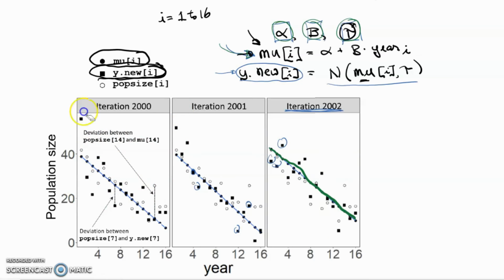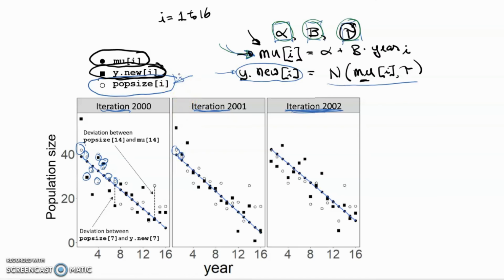So that's the process. So what does any of this have to do with goodness of fit? Well, at each iteration we've got our values of y new i, and they're going to differ from one iteration to another. But we've also got these values of pop size. These are the observed values of population size. They're shown as open circles, and they're going to be constant throughout all these iterations because this is just our data.